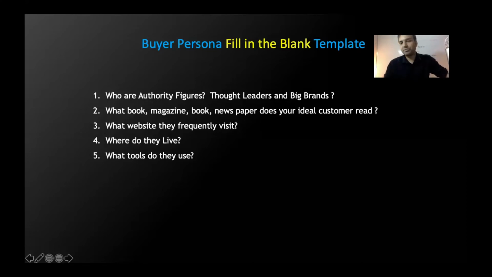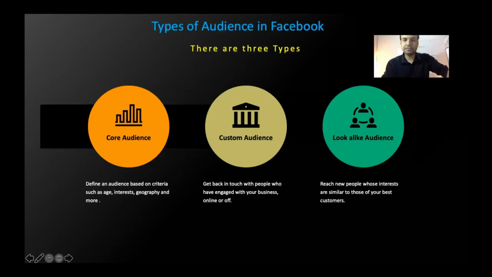What websites they frequently visit, where they live, Mumbai, Hyderabad, India, whatever, what tools they use. For example, I'm a digital marketer, I use a lot of autoresponder tools. If you're a business owner, you may use some CRM tools, HubSpot and all these things. Can I take the name of that tool and target the followers of those tools? Those are going to be much more effective targeting, right?